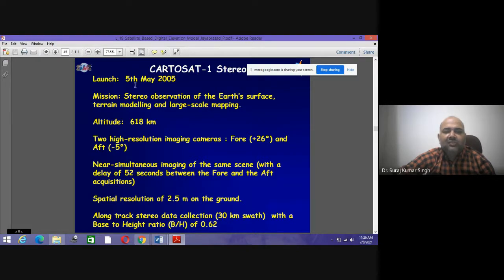The launch date is 5th May 2005. The mission is for stereo observation of the Earth surface, terrain modeling, and large scale mapping. Altitude is at 618 kilometer. Two high resolution imaging cameras.